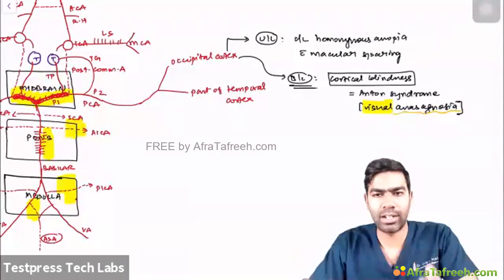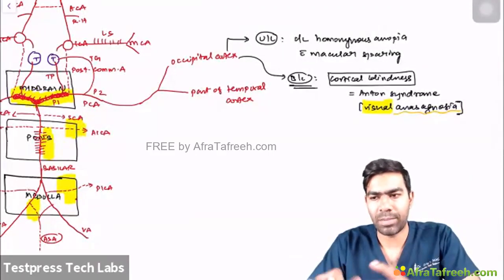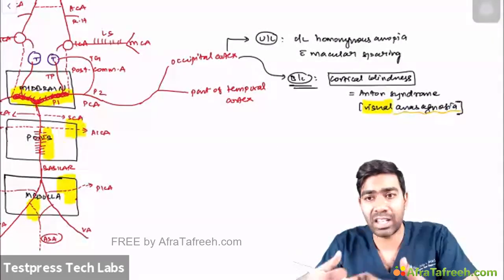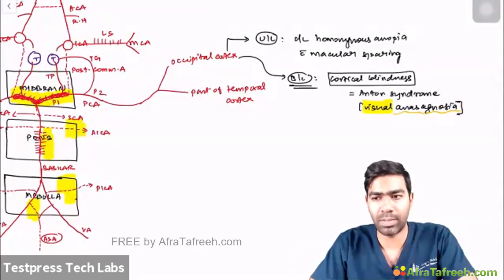That's why in unilateral it is not damaged. But when there is a bilateral PCA infarction, of course, you will result in damage to both the macula and the patient will be completely blind. That's what you expect. But in this particular syndrome called Anton syndrome or cortical blindness, the patient will deny his or her own blindness.